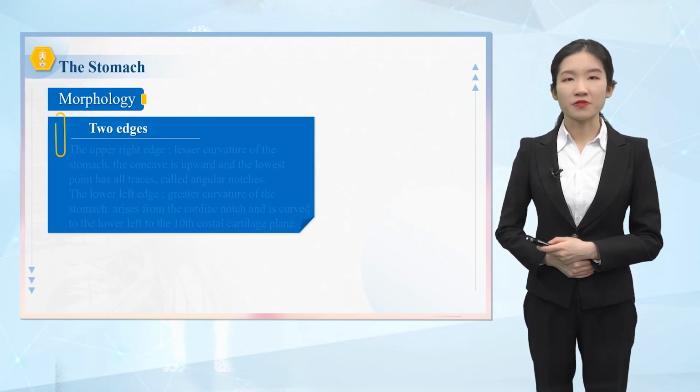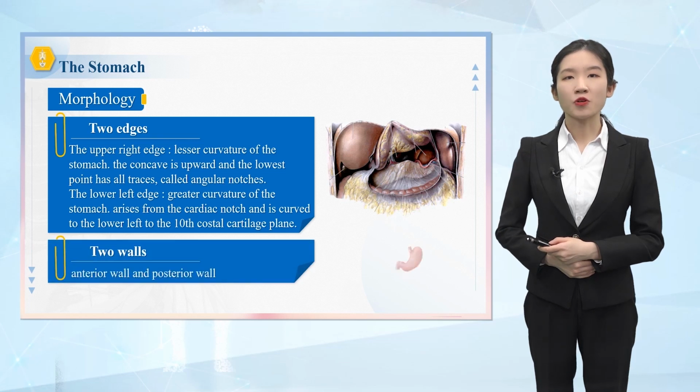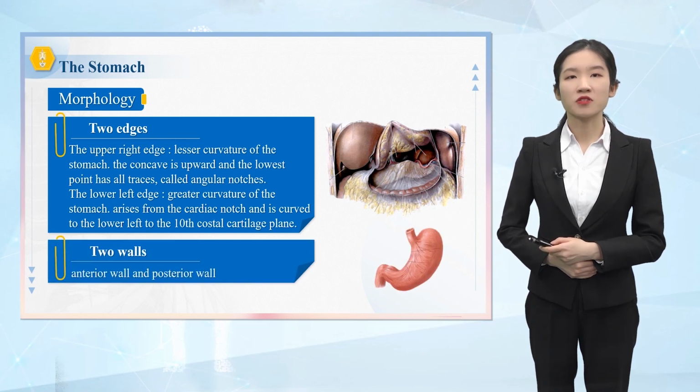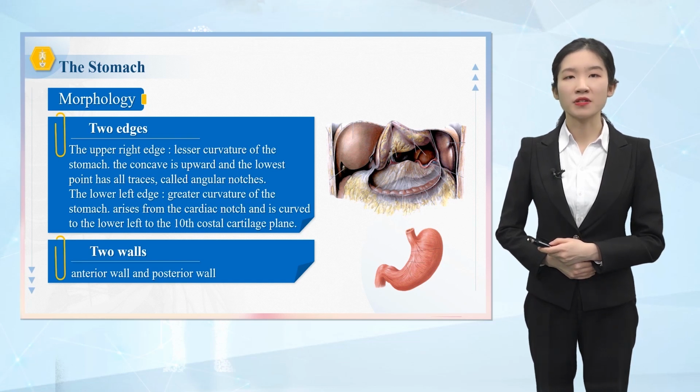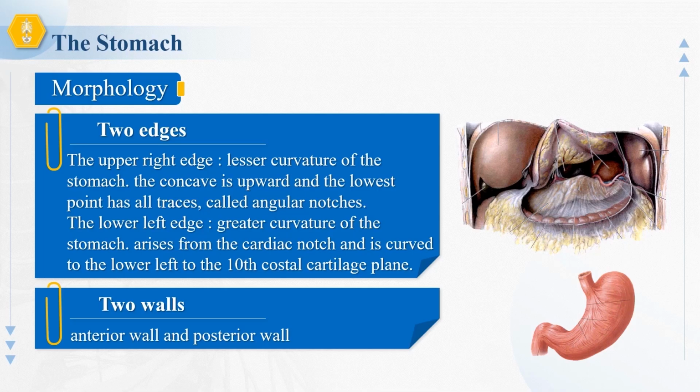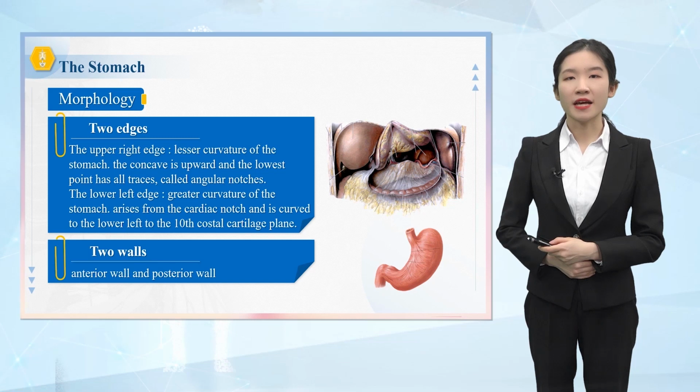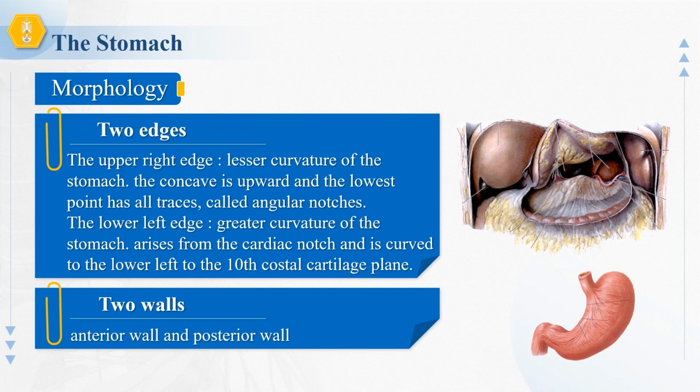It has two edges. The upper right edge, also known as lesser curvature of the stomach, the concave is upward, and the lowest point has a notch, called angular notch. The lower left edge, also known as greater curvature of the stomach, arises from the cardiac notch and is curved to the lower left to the 10th costal cartilage plane. It has two walls, anterior wall and posterior wall.